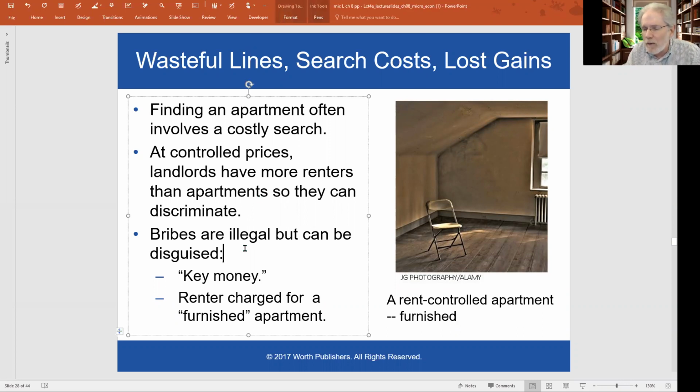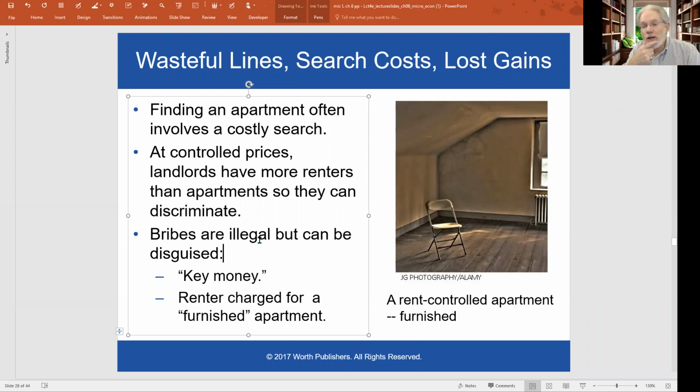Also, we mentioned bribes. Bribes are illegal, but remember, in a rent control situation, there's a shortage. So put yourself in the position of the consumer. Let's say you have a family. You have to find a place for your family to live. And you see these new apartments becoming vacant, but as soon as they become vacant, somebody takes them. So how do you find a place for your family to live? You're competing by trying to get to the new vacancies before anybody else.